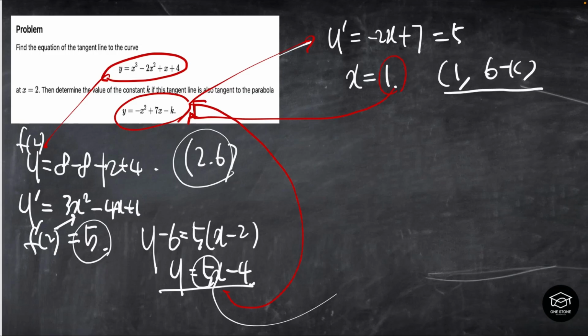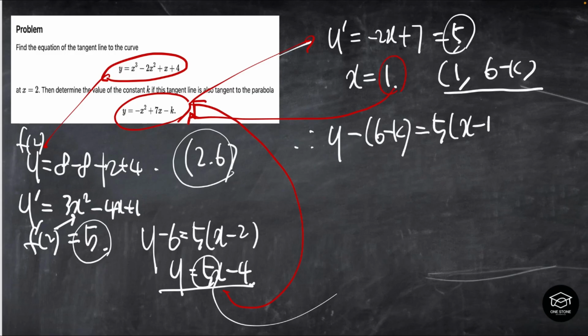Now, the tangent line at this point on the parabola must have slope 5, and it must pass through the point (1, 6 minus k). So its equation is y minus the quantity (6 minus k) equals 5 times (x minus 1). Finally, since this line is the same line we already found, it must pass through the point (2, 6). So we substitute x equals 2, y equals 6 into this equation.